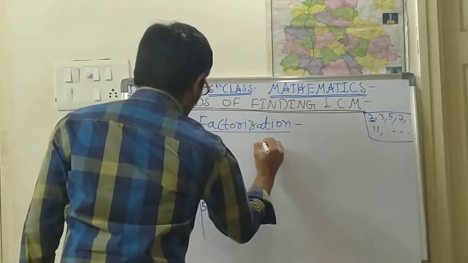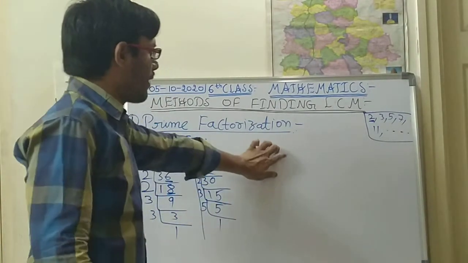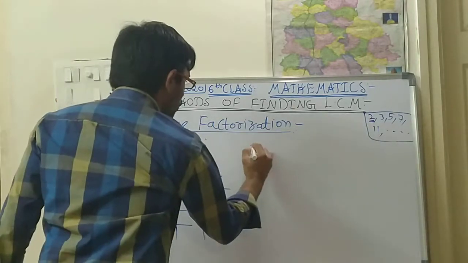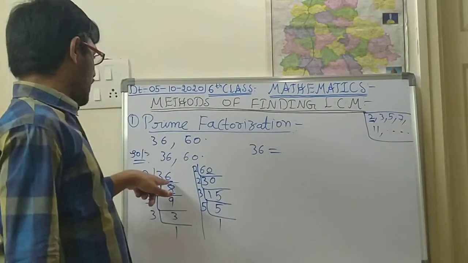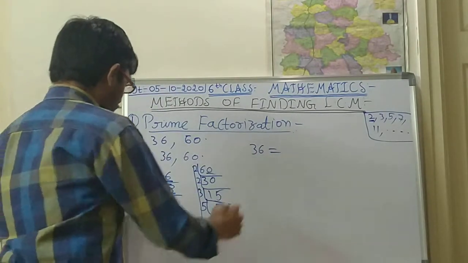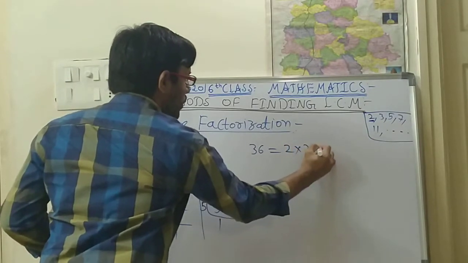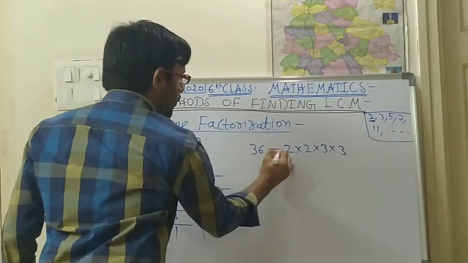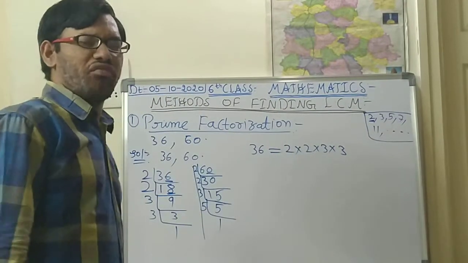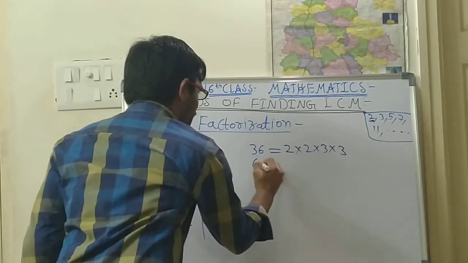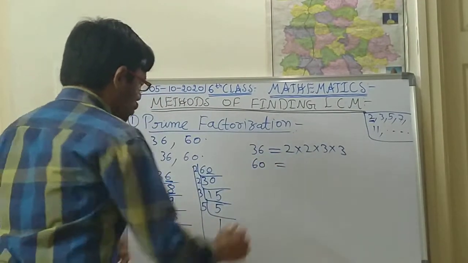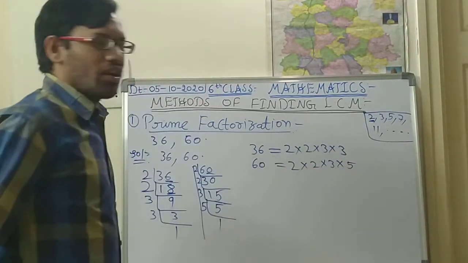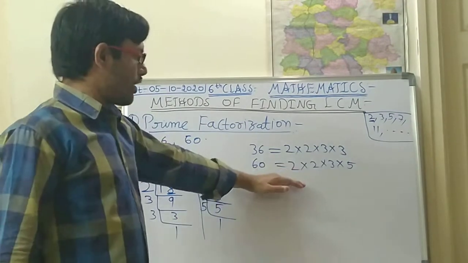Okay, now see children. I am doing the work here, but you can do it down below also. So 36: what are the prime numbers for 36? See here, 2 into 2 into 3 into 3, and 1. 1 is a common factor for every number. Next, 60: what are the numbers you got? 2 into 2 into 3 into 5. Is it right, children? Like this you have written.